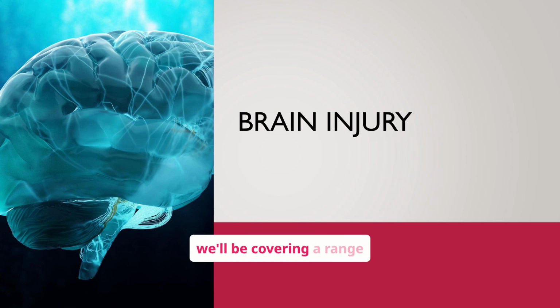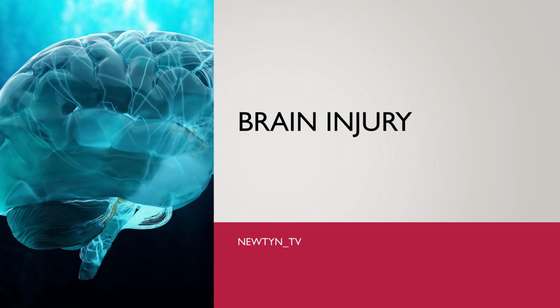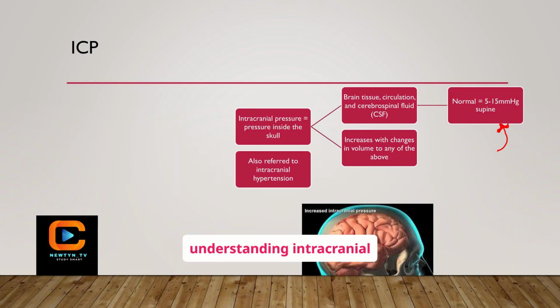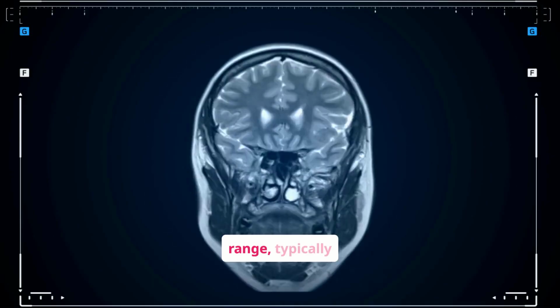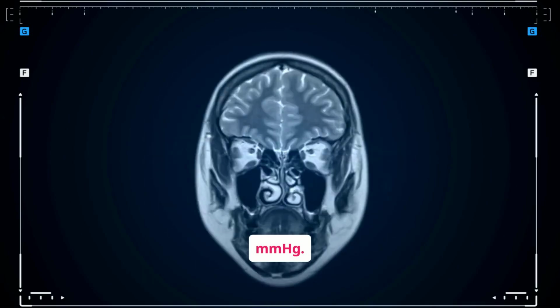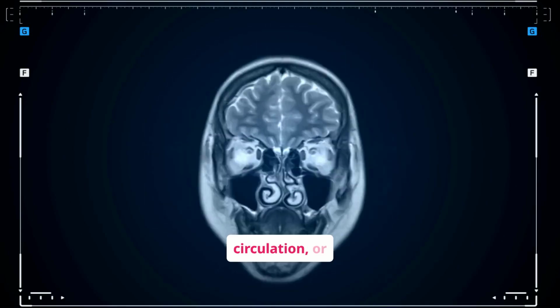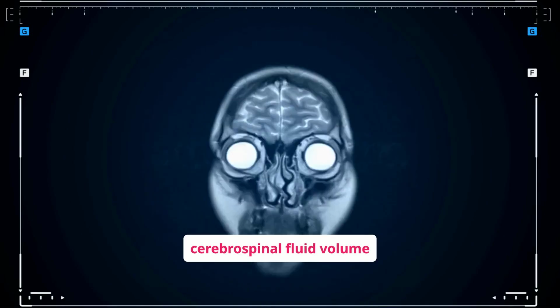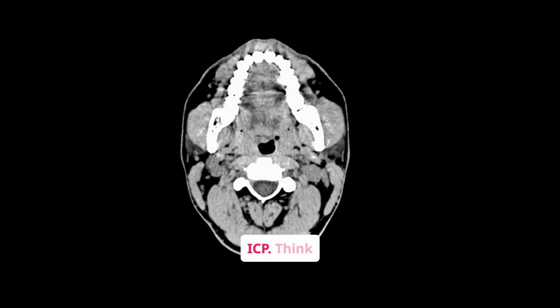Today we'll be covering a range of topics from intracranial pressure to different types of traumatic brain injuries. Let's dive right in. Let's start by understanding intracranial pressure, or ICP. ICP refers to the pressure inside the skull, and it's crucial to maintain it within a normal range, typically 5 to 15 mmHg. Changes in brain tissue, circulation, or cerebrospinal fluid volume can all impact ICP.